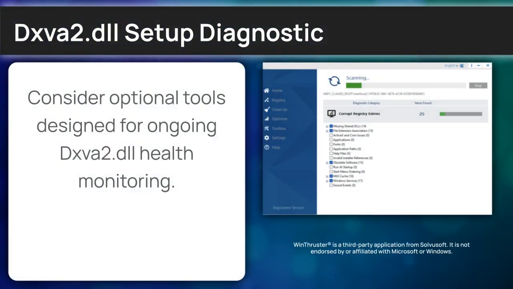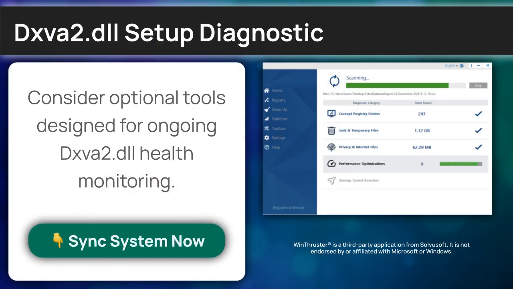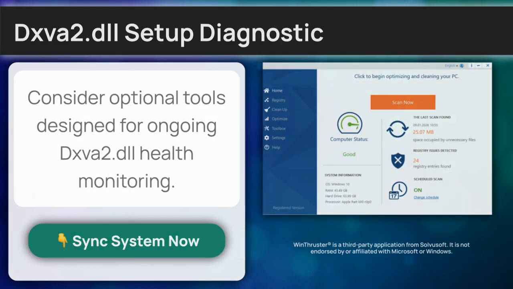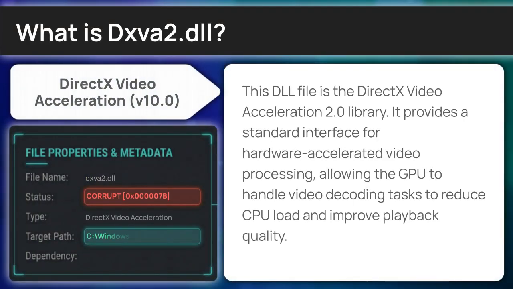Before we get started with the Dxva2 module, you may want to try the diagnostic path below to ensure your system is properly synchronized. This DLL file is the DirectX Video Acceleration 2.0 library. It provides a standard interface for hardware-accelerated video processing, allowing the GPU to handle video decoding tasks to reduce CPU load and improve playback quality.